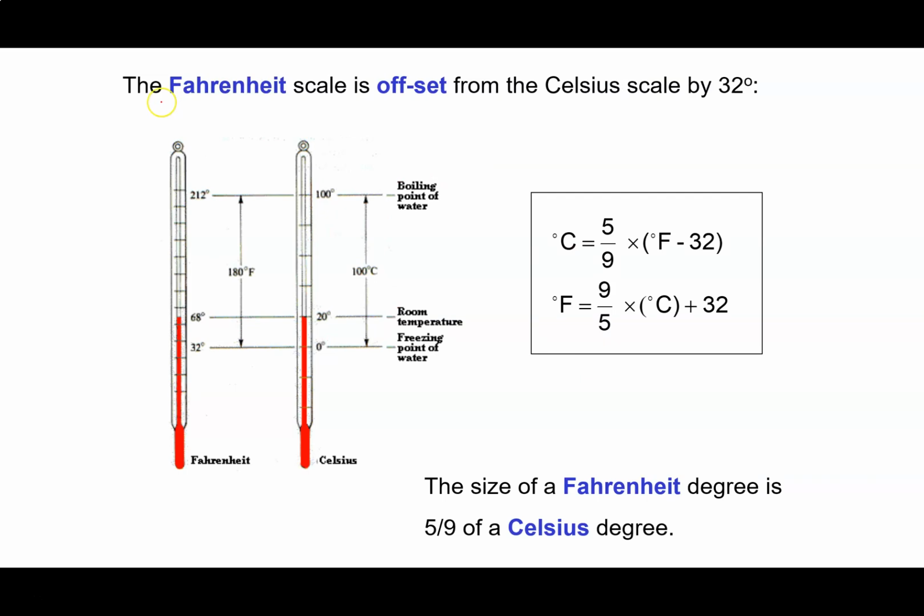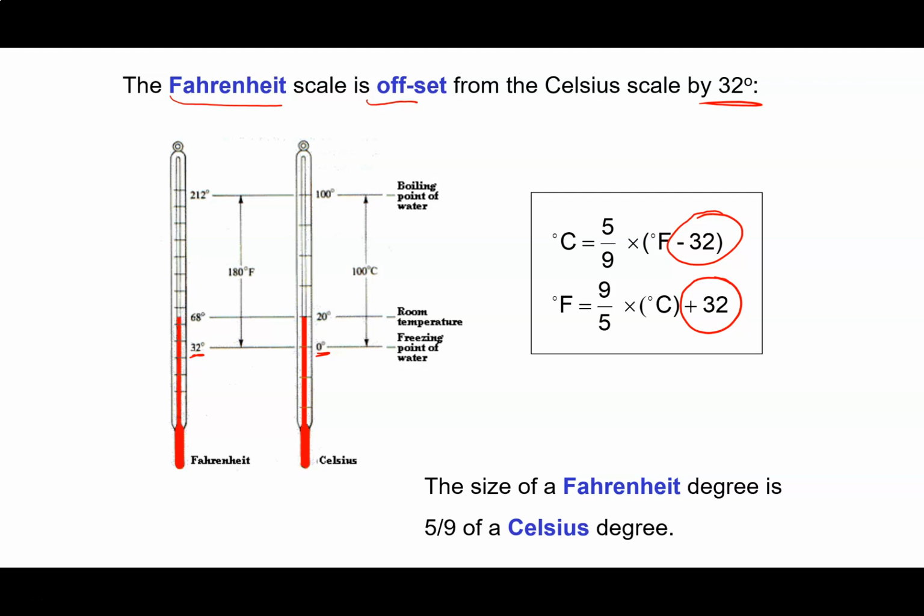Okay, so let's talk about Celsius and Fahrenheit. Like I said, this is the least common one that you're going to be doing. The Fahrenheit scale is offset from the Celsius scale by 32 degrees. That is, 0 degrees Celsius is equal to 32 degrees Fahrenheit. So we have to take that into account. The other thing that we should recognize is that a Fahrenheit unit is a lot smaller than a Celsius unit.